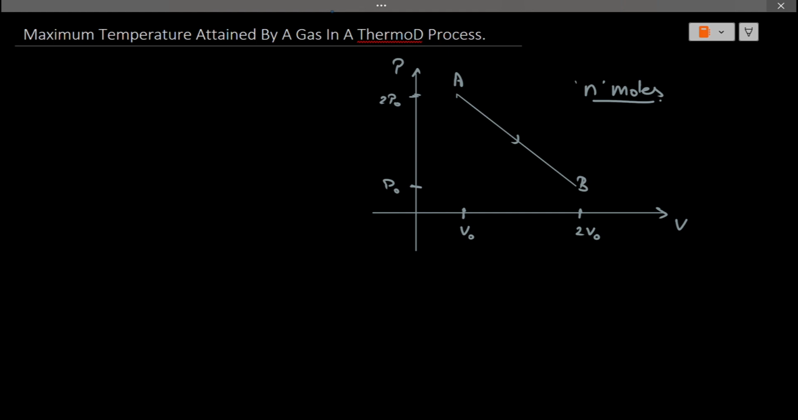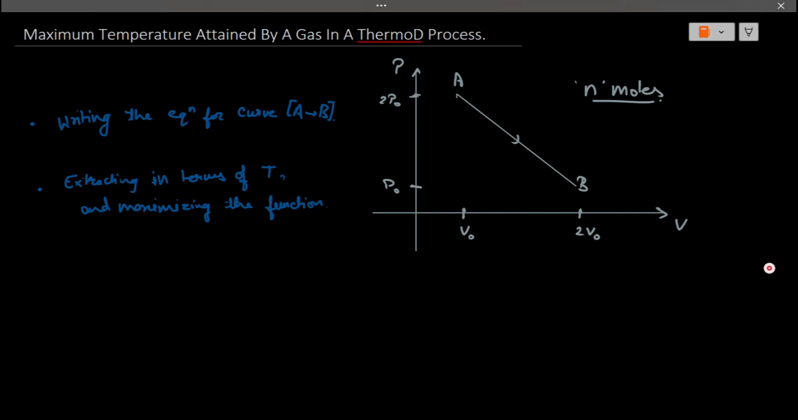Hi everyone. In this video we'll be covering a rather basic problem of thermodynamics. In the question we are given a PV curve and a thermodynamic process A to B, and we have to find the maximum temperature attained by the n moles of gas in this particular process.